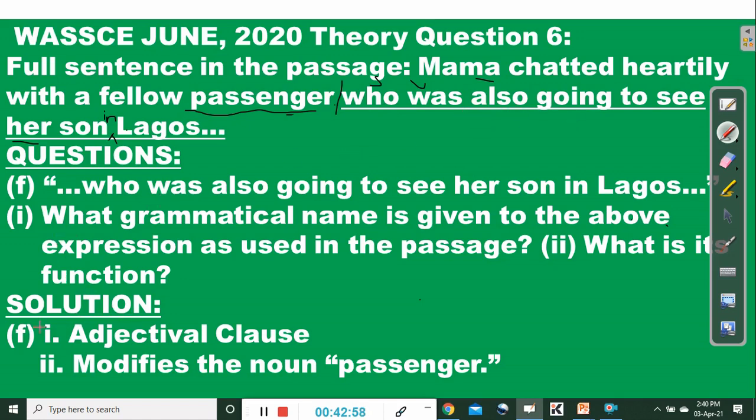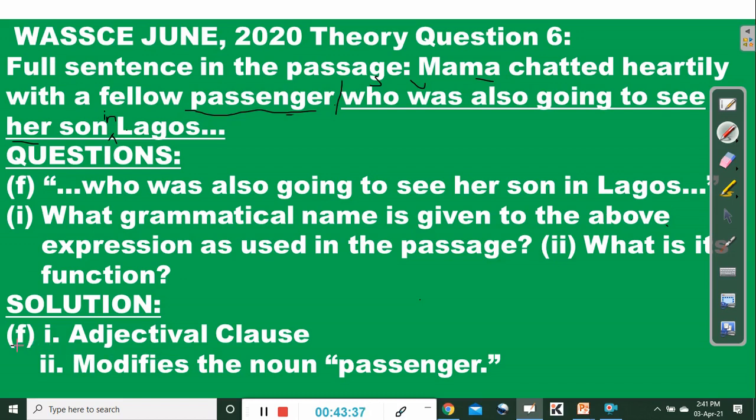And so when we come to the solution, if you are sitting your West African Senior School Certificate Examination, once you have identified the name, you don't need to come here and start writing any long sentence. No. The question is simply, what is the name? What is the grammatical name? What grammatical name is given to the above expression as used in a sentence? It doesn't require you to start explaining anything.